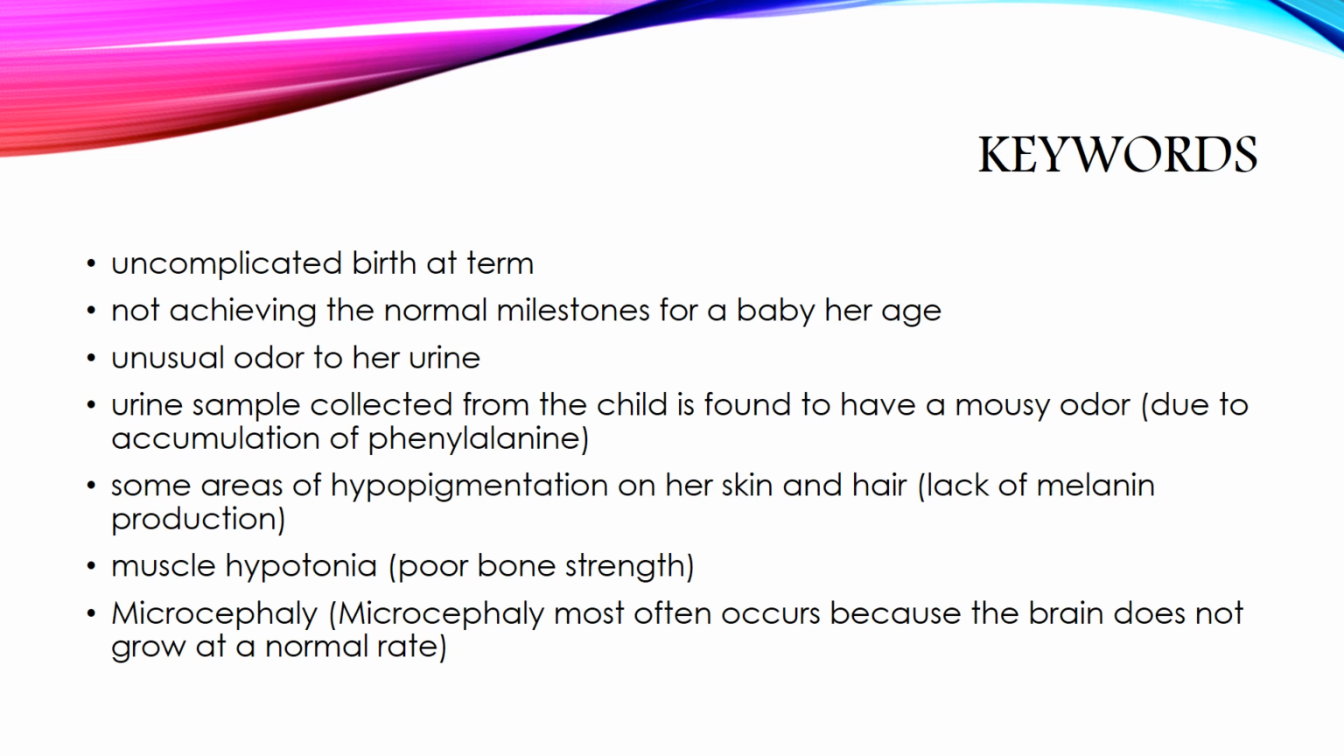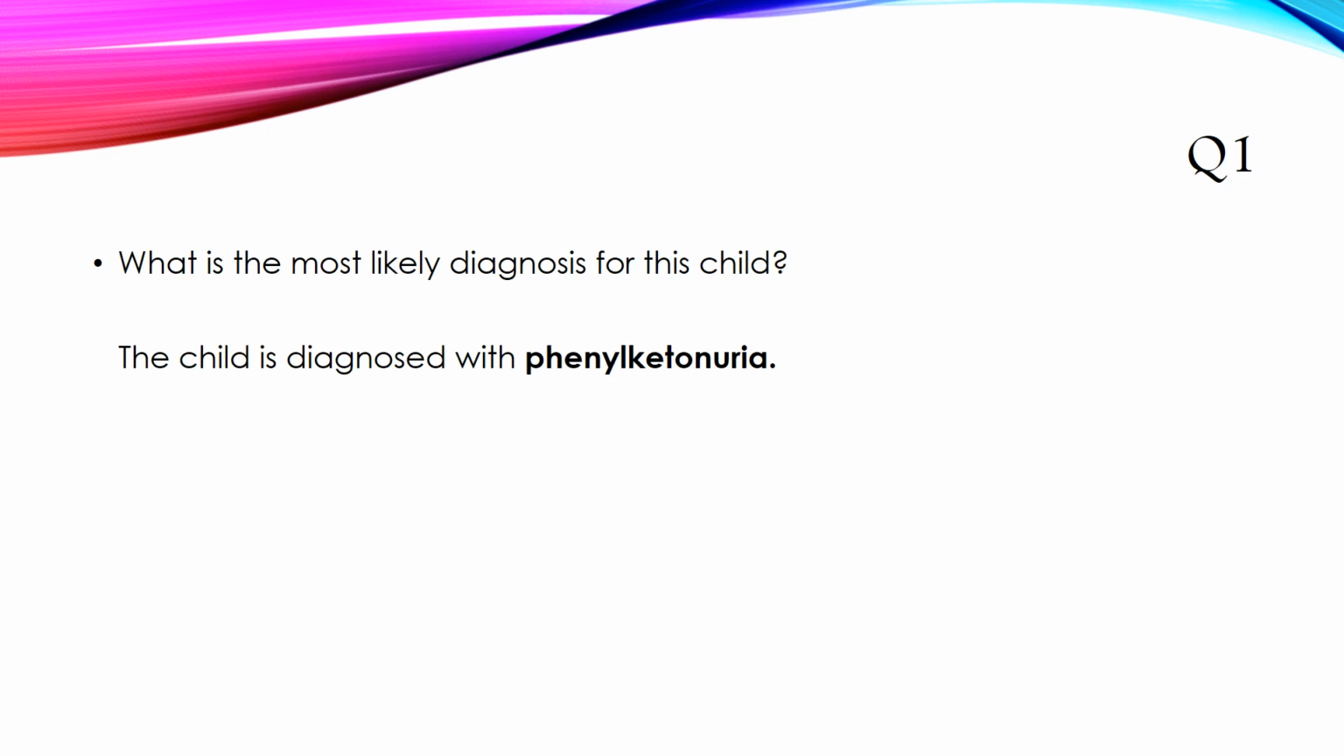Words we obtained from the case study are uncomplicated birth at term, not achieving the normal milestones for a baby her age, unusual odor to her urine, and the urine sample collected from the child is found to have a mousy odor. This may be due to the accumulation of phenylalanine. Some areas of hypopigmentation on her skin and hair may be due to the lack of melanin production. Muscle hypotonia means poor muscle strength. Microcephaly often occurs because the brain does not grow at a normal rate. From the keywords obtained, the possible diagnosis for the baby would be phenylketonuria.